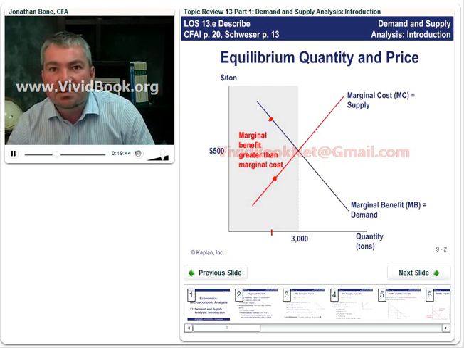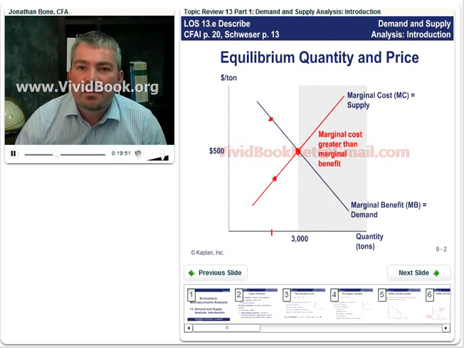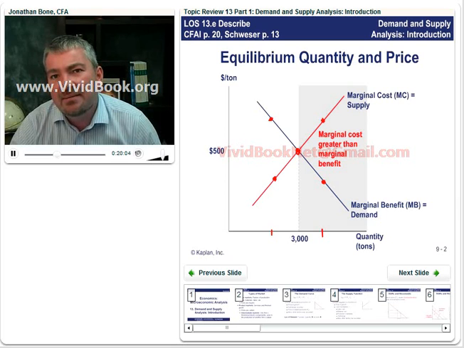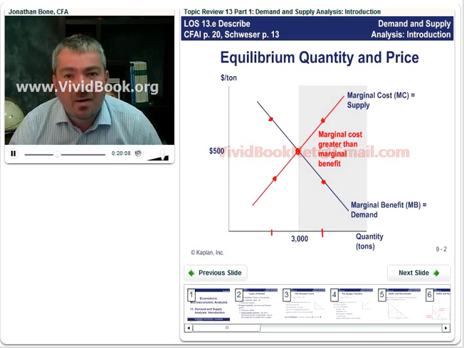And that, of course, is our equilibrium point. Now, of course, notice as well that if the quantity is above the equilibrium quantity, then our marginal benefit, the benefit we get from consuming an extra unit, is lower than the additional cost of producing that extra unit. Okay, so it makes sense, therefore, to cut back on production.